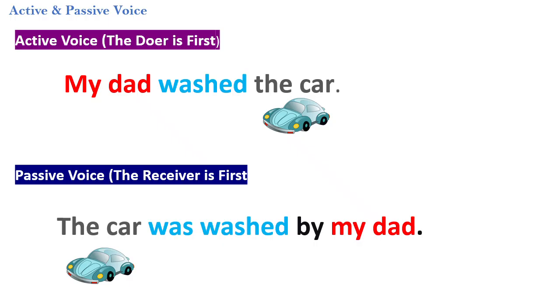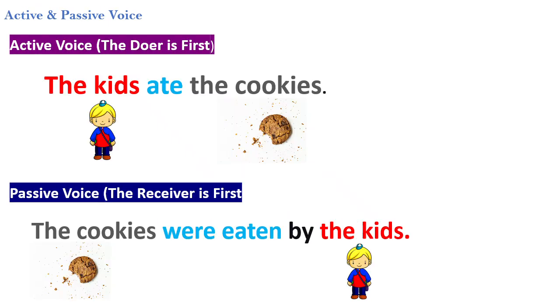So here you can see the object has replaced the position of the subject, and the positions are interchanged. The car is the object which is coming at the start, at the beginning of the sentence. Then we have the verb phrase was washed, which is the third form of the verb, and before it we are using the be form was, and then by, and then my dad, that is the subject. Now, moving to another slide, the last slide, for the practice.